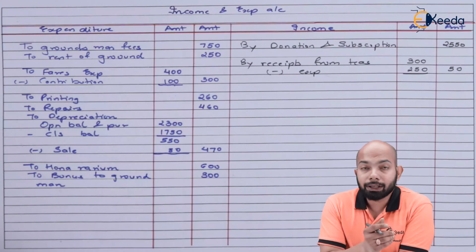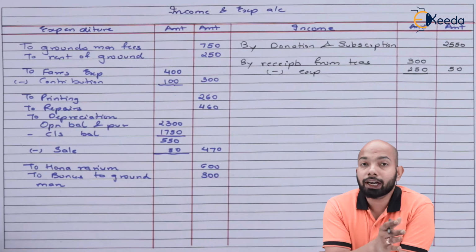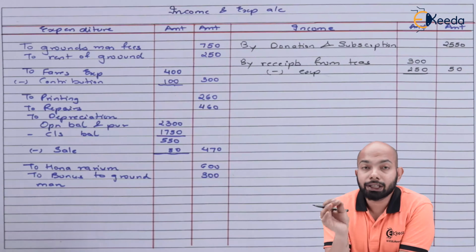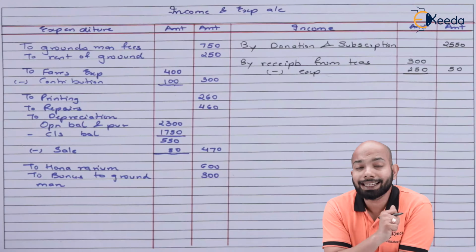The next income here is the receipt from teas or fares, basically. So the gross amount was 300, out of which the expenses were 250 as mentioned in the adjustment. Hence, the net amount that we have received here is 50 rupees, that is supposed to be mentioned in the next or the final column.